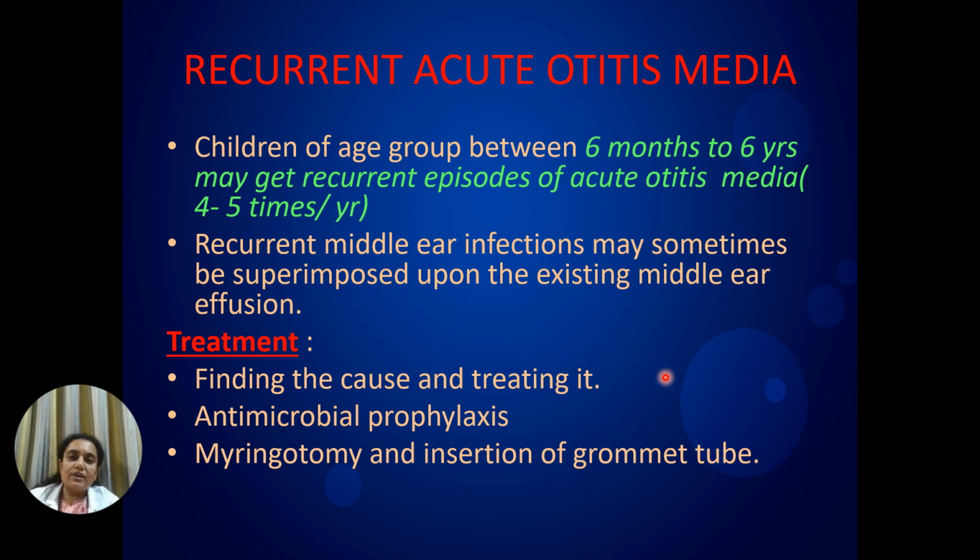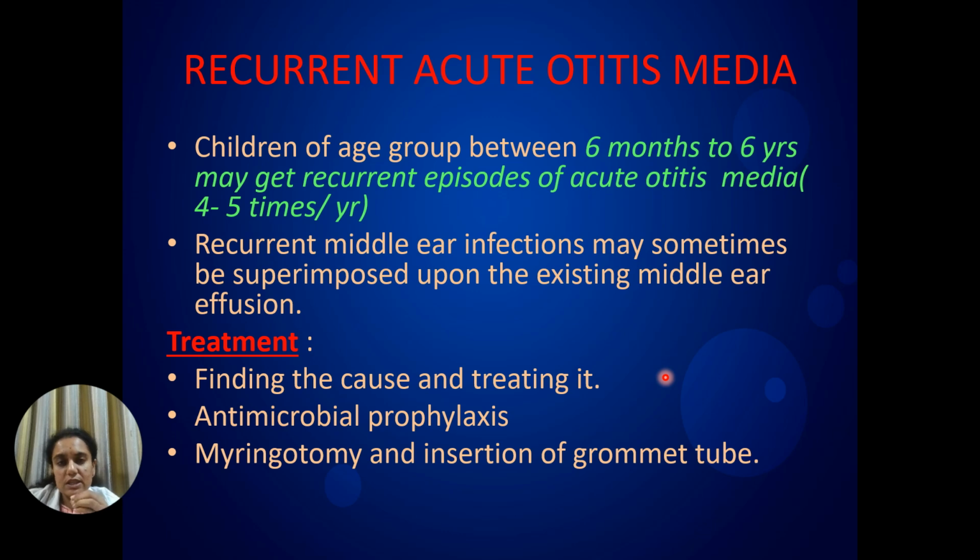And then we have something called recurrent acute otitis media. By which we mean that usually children of age group between 6 months to 6 years might get recurrent episodes of acute otitis media, nearly 4 to 5 times per year. And recurrent middle ear infections may be superimposed upon the existing middle ear effusion in these.